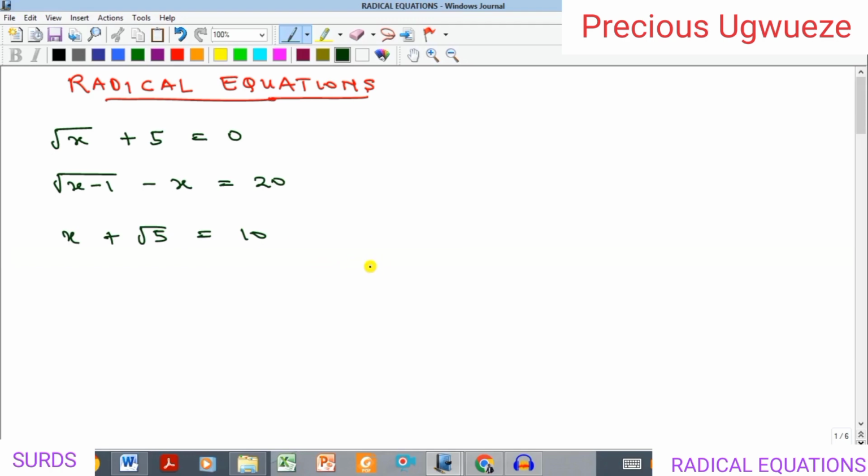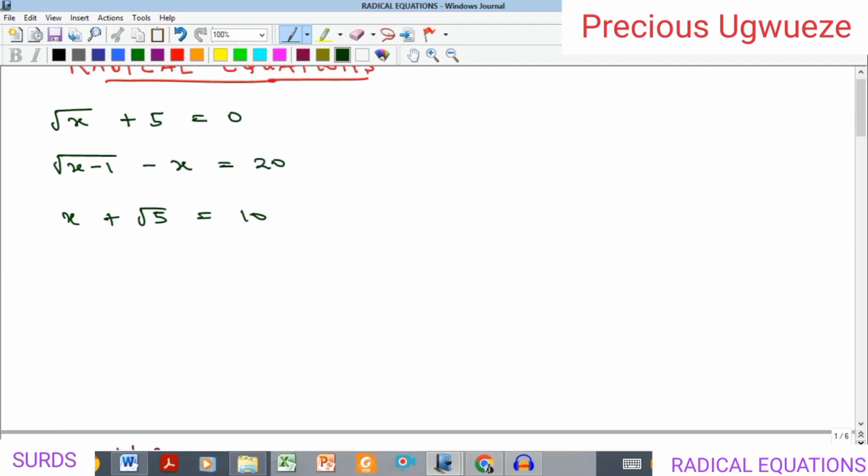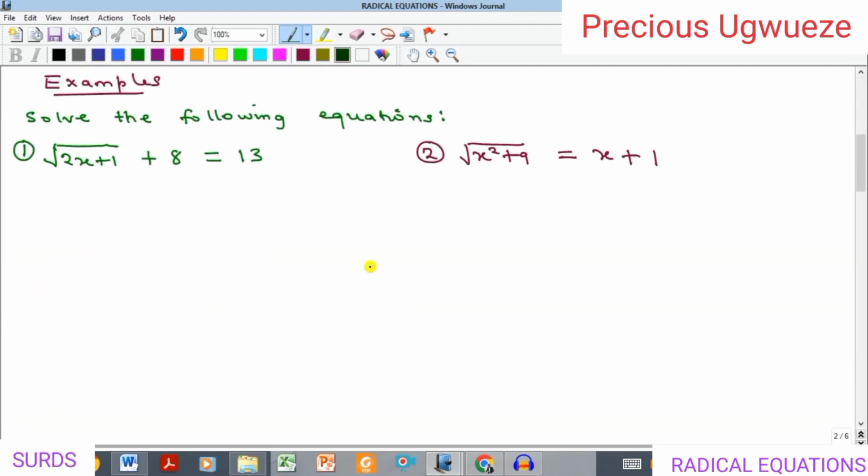Now, whenever you have an equation, we remember that the most important thing is how to solve that equation. And so if we have a radical equation, how do we solve it? So let's look at some examples. The first example says solve this equation. To solve is to find the value of the unknown. We want to find the value of x that will satisfy this equation. So let's begin. Here we have the solution.